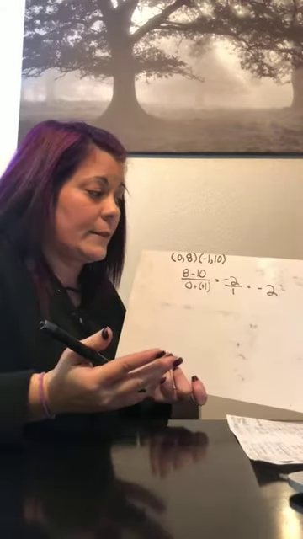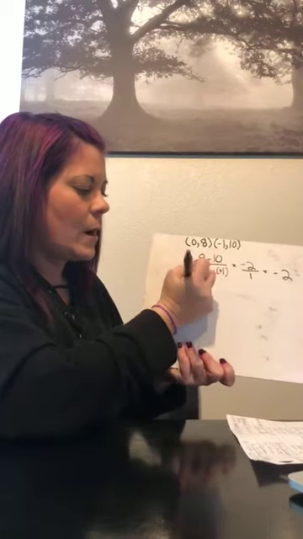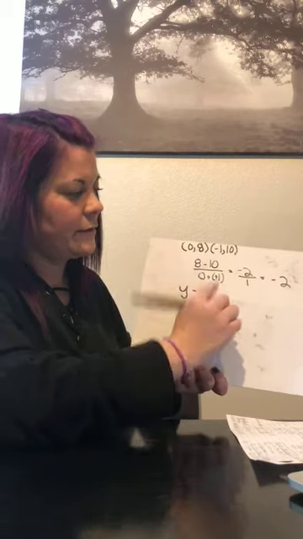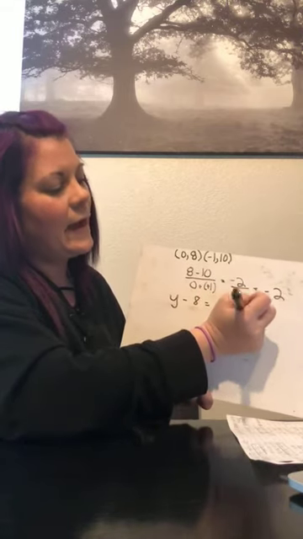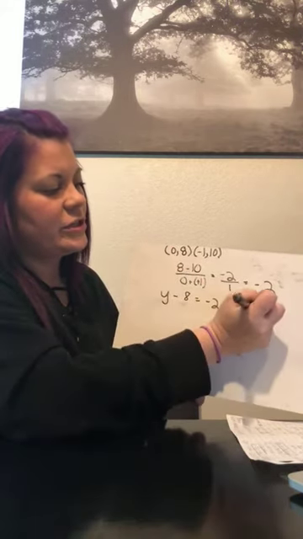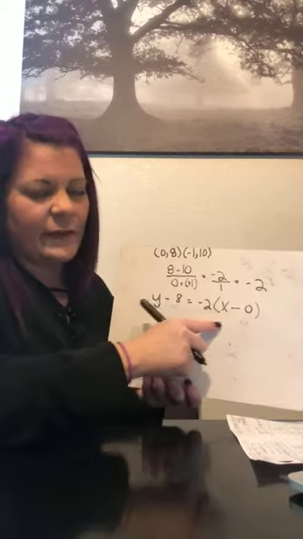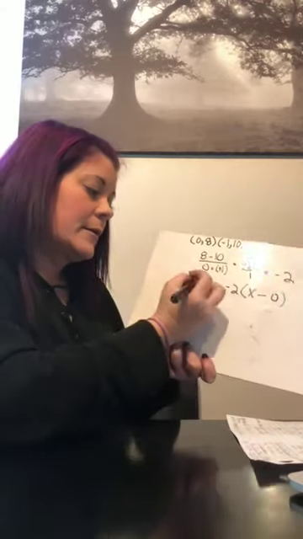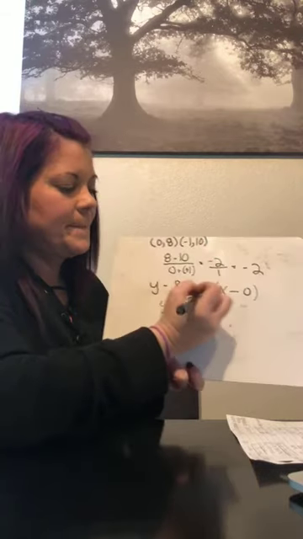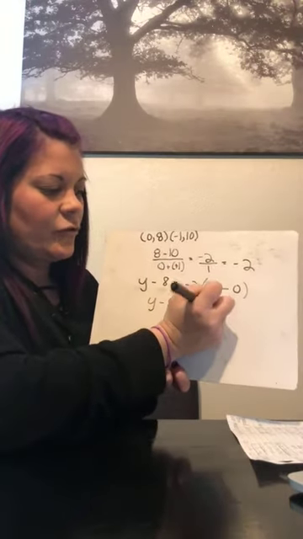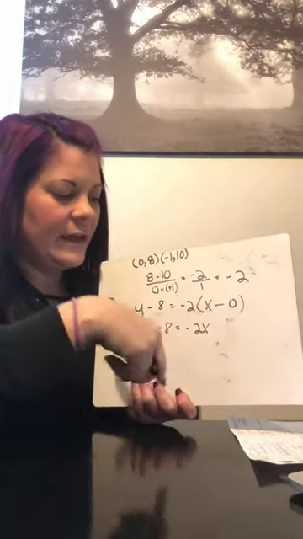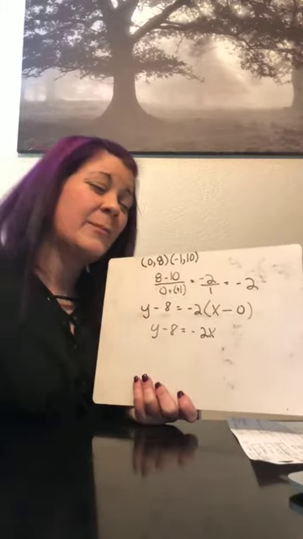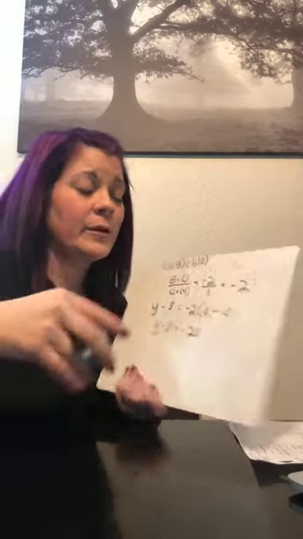Now I'm going to write it in point slope form. I'm going to choose the point (0, 8). So remember point slope form, y minus the y coordinate, which would be 8, equals the slope times x minus the x coordinate, which is 0. And we remember we can simplify that because x minus 0 is just x. So y minus 8 equals negative 2x. This is in point slope form. Now I can take this, y minus 8 equals negative 2x, and I can put it in standard form, or I can put it in slope-intercept form.